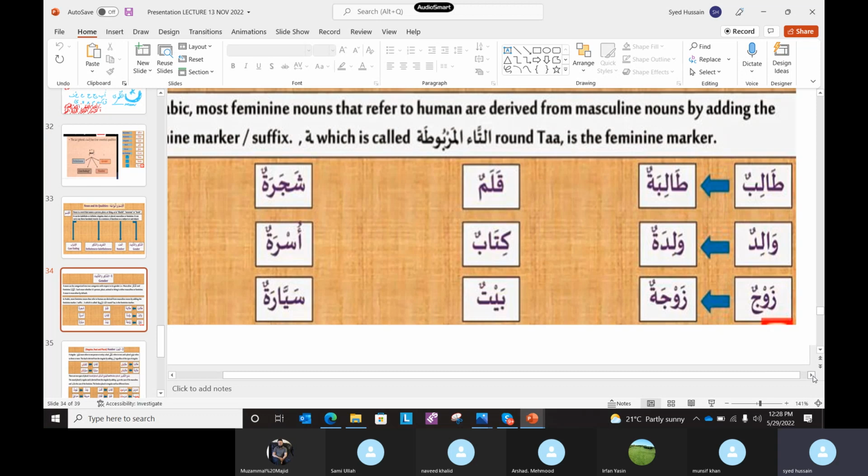Talibatun. Now you see this increase here with ta and with these two dhamma, make it talibatun. And this ta marbuta, the name of this is called ta marbuta. It makes this student from male to female. So now this talib, when we say talibun, it's a male. And when I say talibatun, it becomes female. See how easy? Very easy.